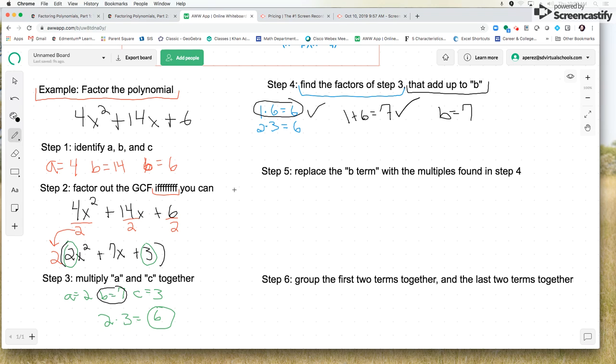All right, let's keep going. So replace the B term with the multiples found in step 4. So the multiples found in step 4 were 1 and 6, right? Those were our multiples. I circled them over here that we found, 1 and 6.